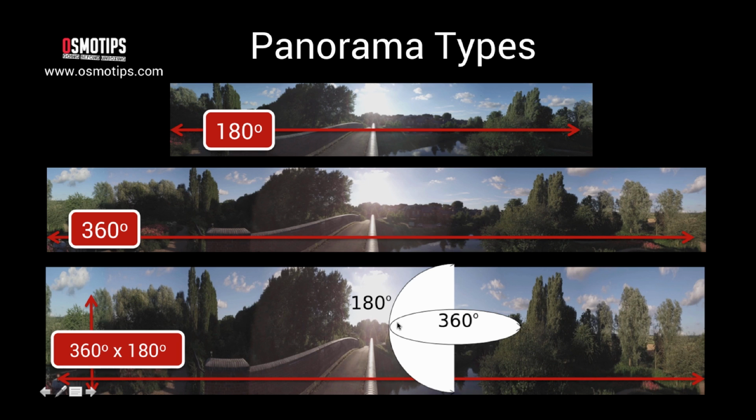And if you can imagine, this is kind of like typically how you can represent how a panorama could end up looking like, almost like a spherical image, going 180 degrees in this axis as well as 360 degrees in that axis. So let's start going through what options you have at your disposal when you've got the Osmo.